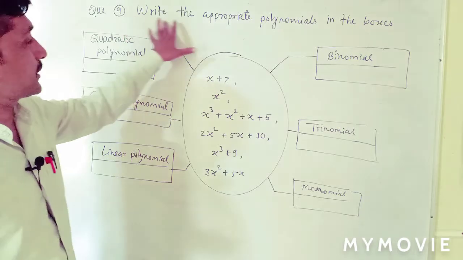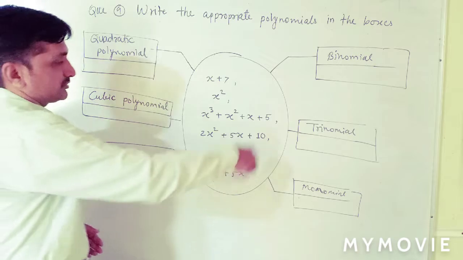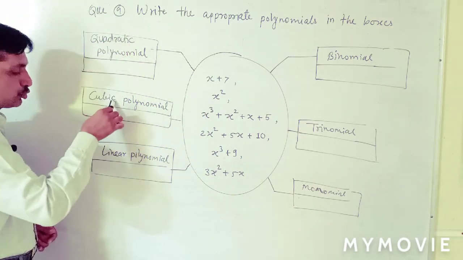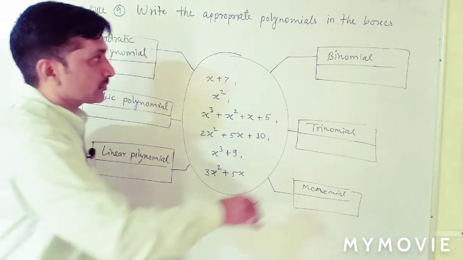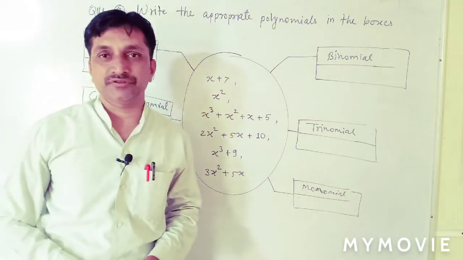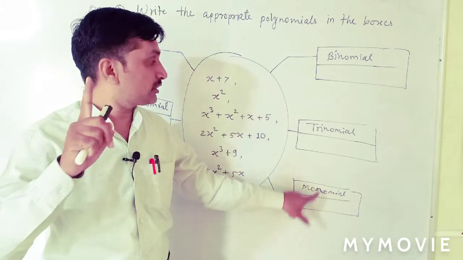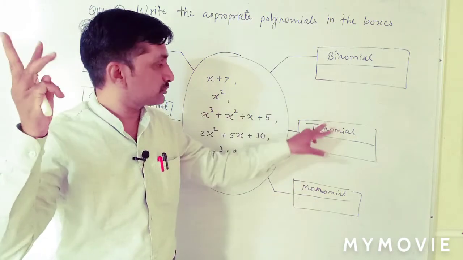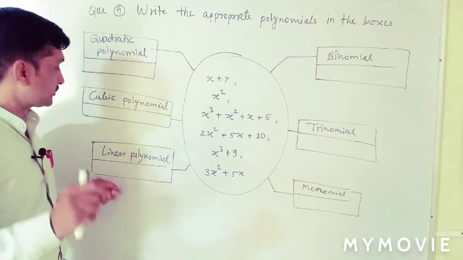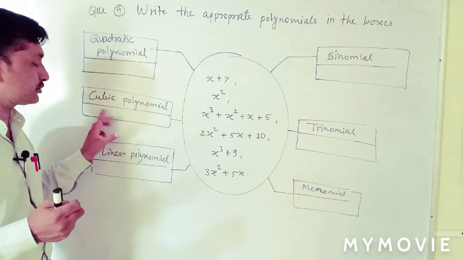Question number 9. Write the appropriate polynomials in the boxes. This is an activity based example. Here some polynomials are given and we have to classify them as quadratic, cubic, linear. These are based on degree, and binomial, trinomial, monomial are based on the number of terms. If there is only one term, monomial. If there are two terms, binomial. If there are three terms, trinomial. If degree is 1, linear. If degree is 2, degree means highest index, quadratic, and if degree is 3, cubic.